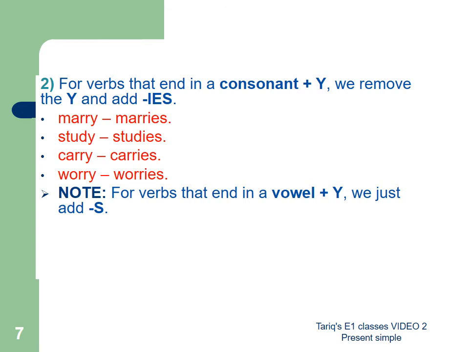For verbs that end in a vowel plus a Y, we just add S. So the word play is spelled P-L-A-Y. A is a vowel and Y. So we can see the rule there that we must simply add an S. So play becomes plays. Enjoy, enjoys. Say, says.